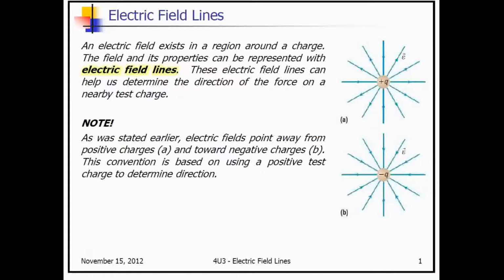So there is something else to consider as well. The convention is we always consider a positive test charge. So the convention is when we draw a singular charge on its own, if it's positive, we show the field lines radiating out, and if it's negative, we show the field lines radiating inward.